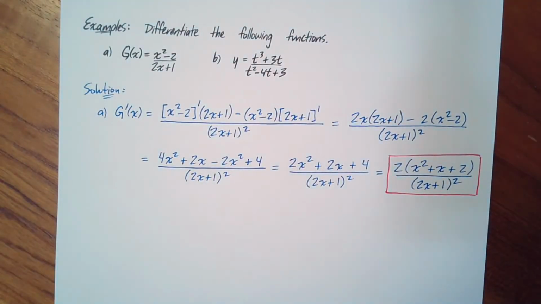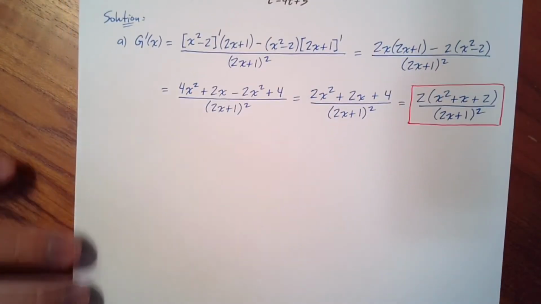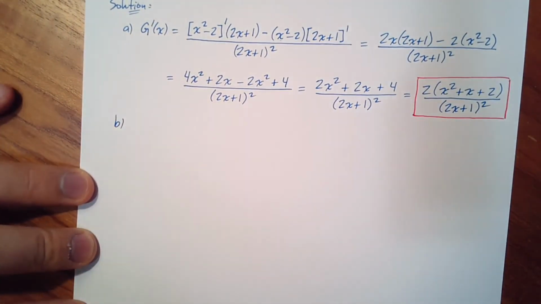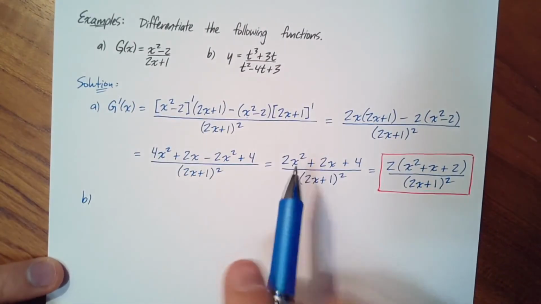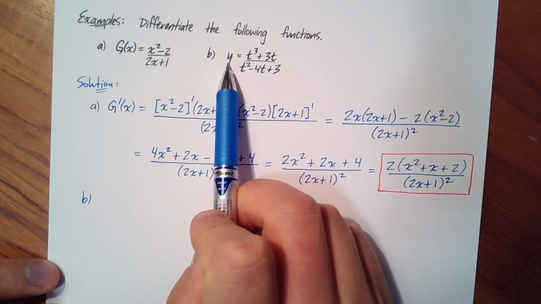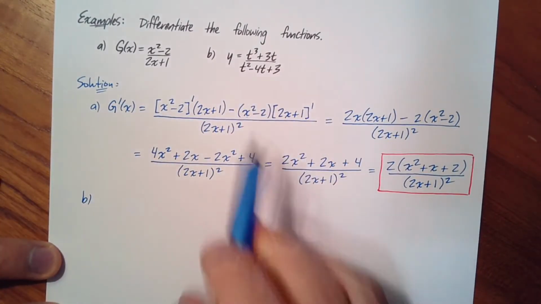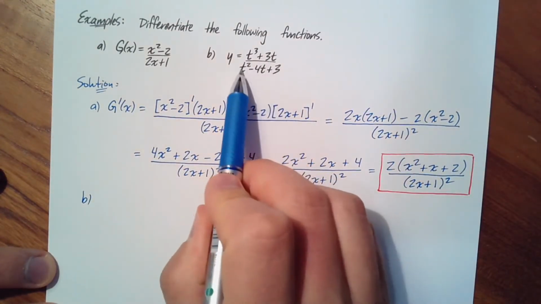Okay, so that's part A. Let's look at part B now. Part B is actually a little trickier. So we've got our function y. It's a function of t. So y is a function of t, and here's our numerator, t cubed plus 3t, and our denominator is t squared minus 4t plus 3.